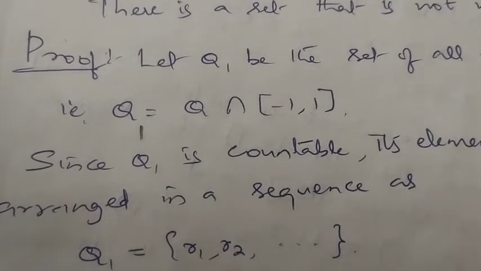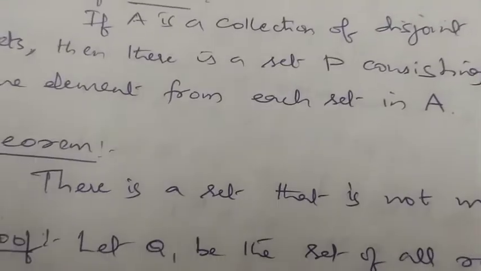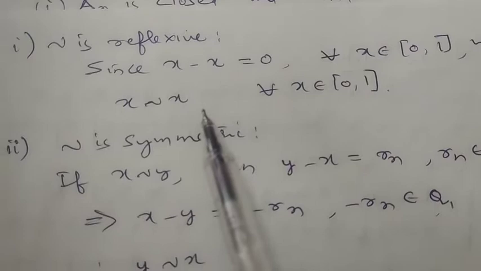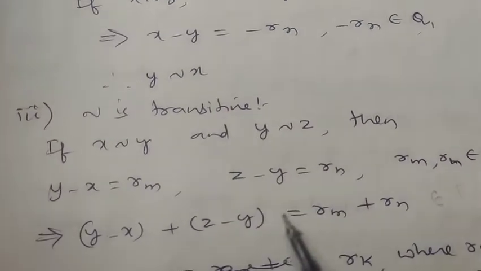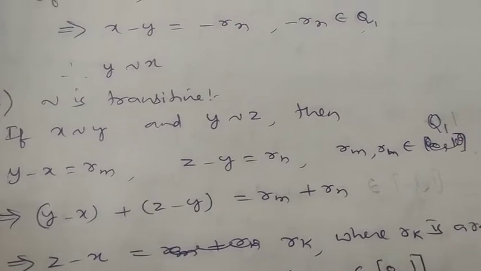Certainly we can show that this relation tilde is an equivalence relation in [0, 1]. It is an equivalence relation, that we have shown here. So equivalence relation means what? It is reflexive, symmetric and transitive, that we have shown here.